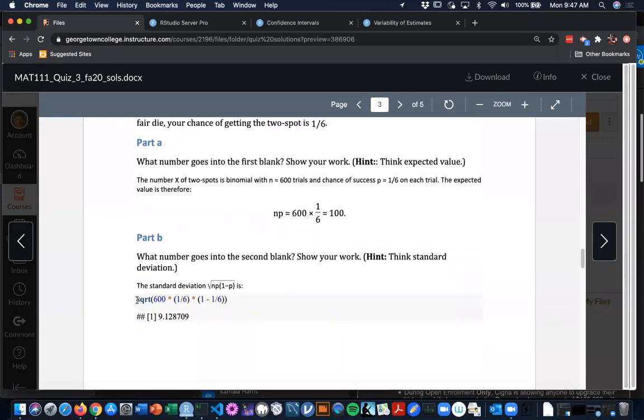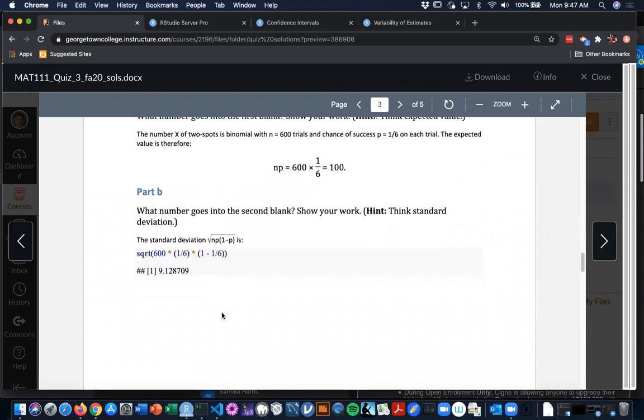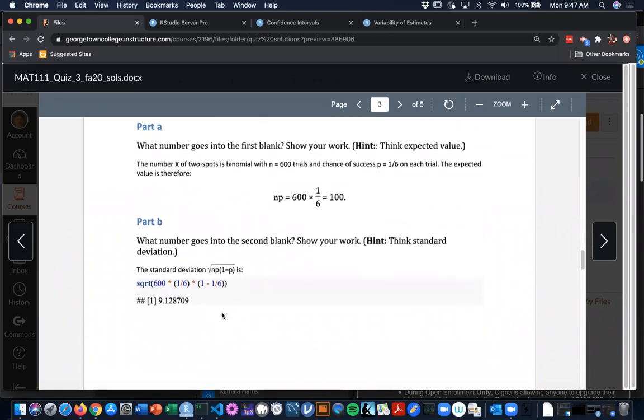And for the standard deviation, you've got to apply the square root of n times p times 1 minus p. So using our calculator, you get about 9.128. And so that's how you'd fill in the second blank. Sometimes people would leave off parentheses around the 1 minus 1/6, or they would forget to take the square root, but they would still get some partial credit off of that.